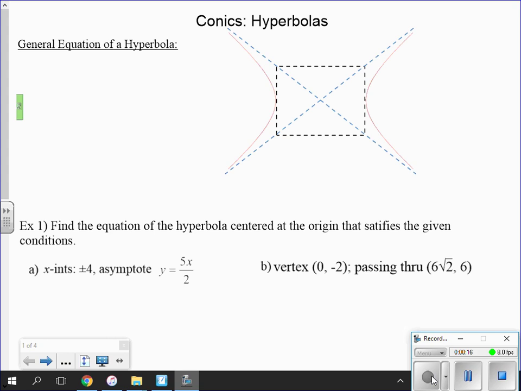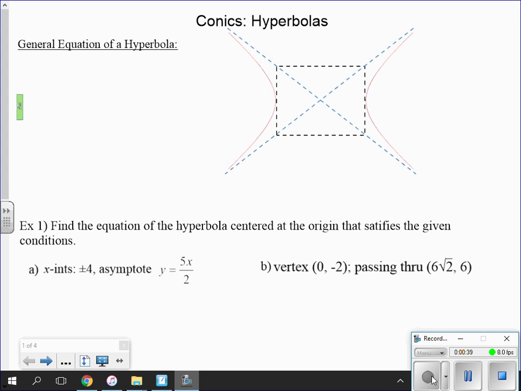Conic sections, we talked about them. If you have a cone and you slice it horizontally, you get a circle. You have a cone, you slice it at an angle, you get an ellipse. If you have two cones stacked one on top of another and you slice through vertically, that's how you get a hyperbola. It has two curves to it, not just one.